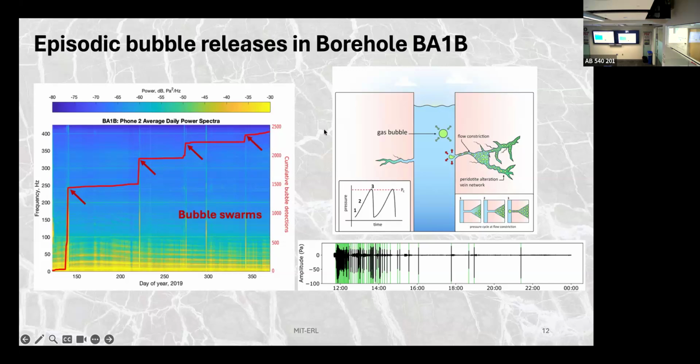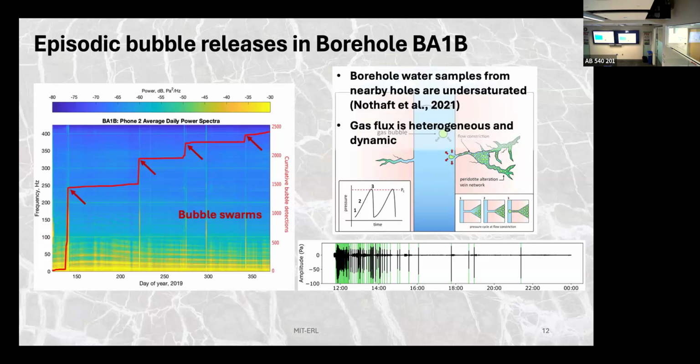These results may not seem that exciting, but what I want to emphasize is that the borehole water samples from the nearby boreholes are undersaturated, or at least undersaturated at the time when they were sampled. This is also from a published study by Alexis Templeton's group. This is strange because we see conflicting evidence about the presence of free gas in the boreholes.